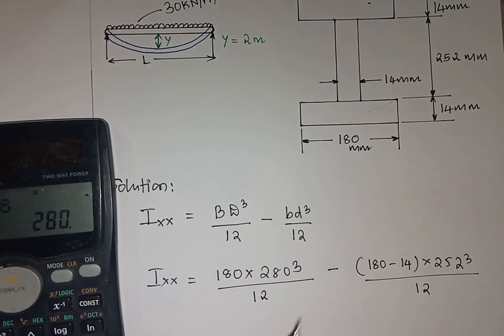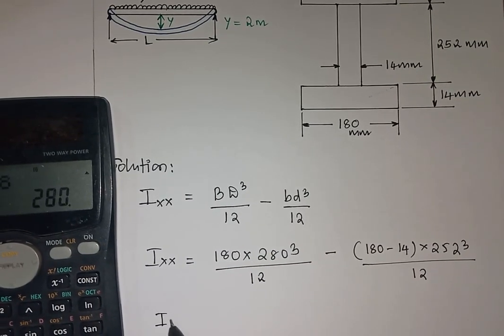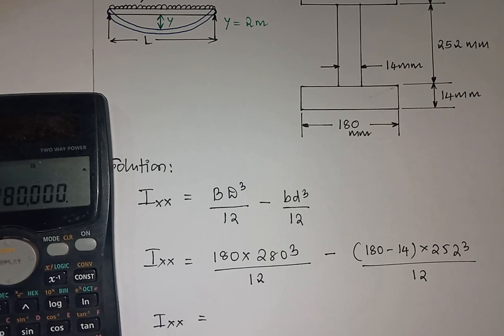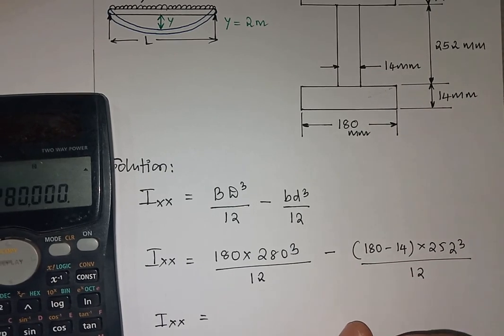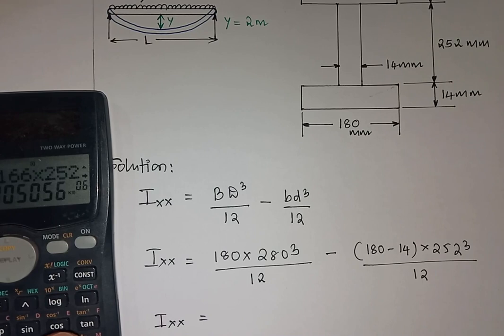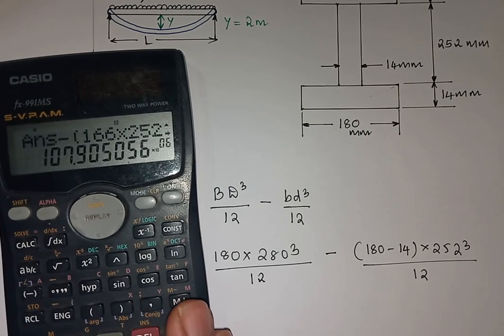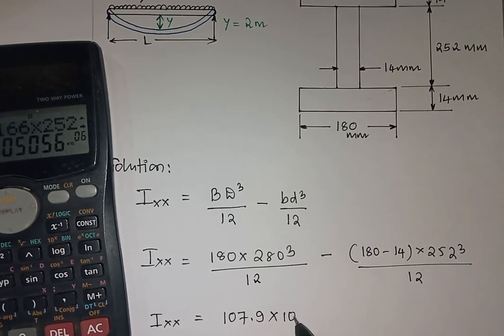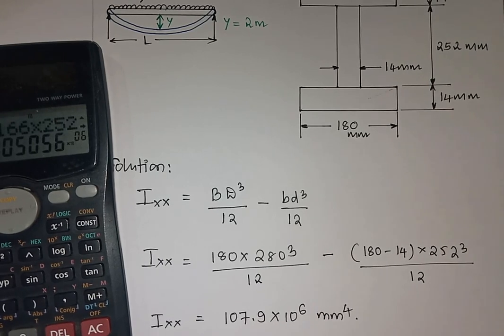So Ixx is given by, so we just calculate Ixx. It is 180 into 280 cube divided by 12 minus, so here 180 minus 14 is 166, into 252 cube divided by 12. So I am getting the value as 107.9 into 10 raised to 6. So Ixx is 107.9 into 10 raised to 6 mm to the power 4.